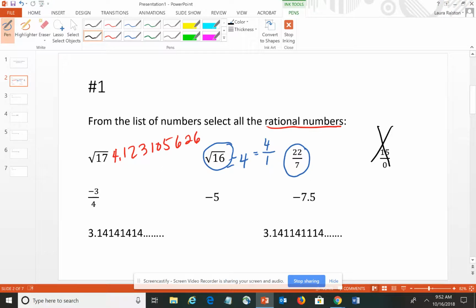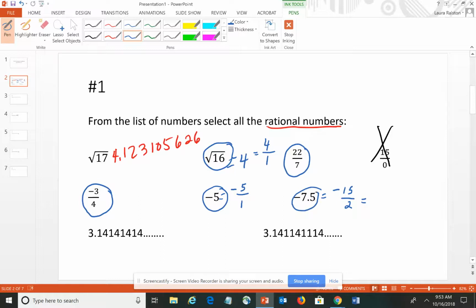Again, when you look at the next line, you have negative 3/4, which again, hopefully it is obvious that it is a fraction. You have negative 5, which can be written as a fraction. It's negative 5 over 1, so it's rational. Negative 7.5 can also be written as a fraction. You could put it over 1, but it's actually negative 15 halves. Okay, so we can write it as a fraction.